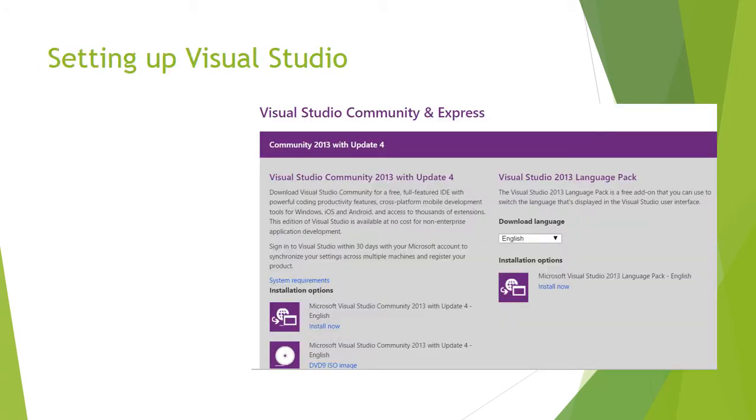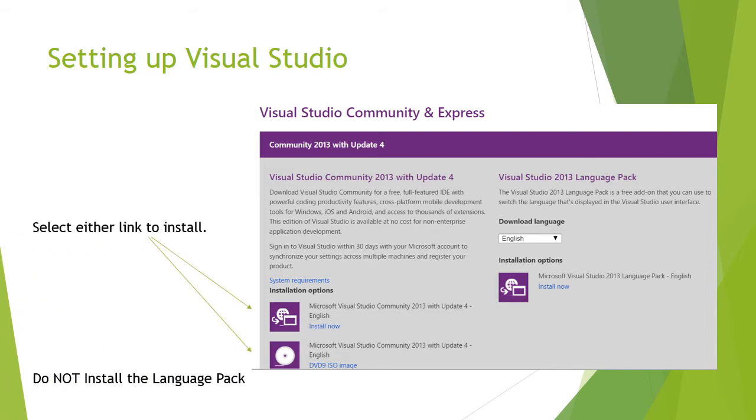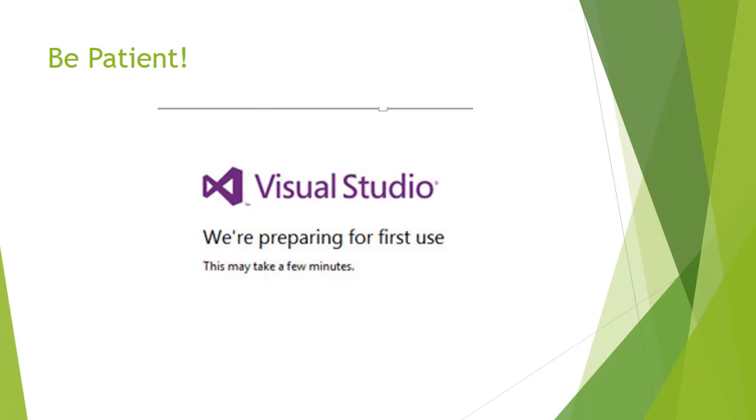Okay, now you'll see the setup screen, and all you need to do is click on either of these links to install. It doesn't really matter which one, but do not install the language pack. All you want to do is install Visual Studio Community 2013. You might have to be a little patient here depending on the speed of your computer. This may take a little while, but it will install hopefully.